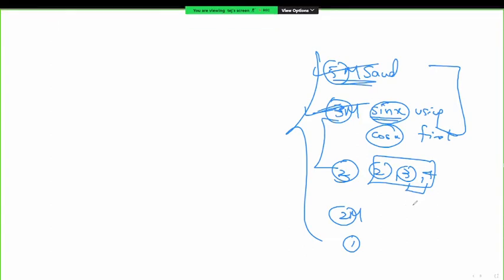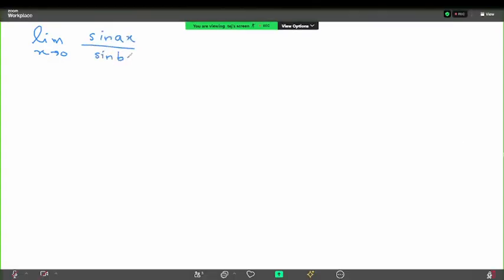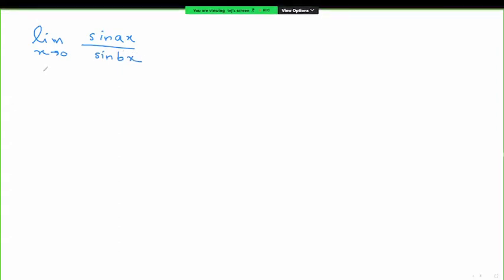I'll give you one mind-blowing fact now, because if this comes as an MCQ, how to solve? The next question is like this: limit x tends to 0, sin ax divided by sin bx. Okay, so what you do here is very simple. You write the limit as it is. Sin ax you write. You want to match it.